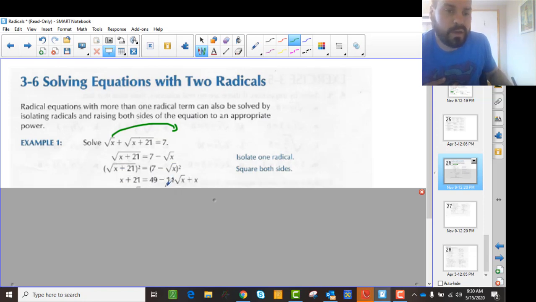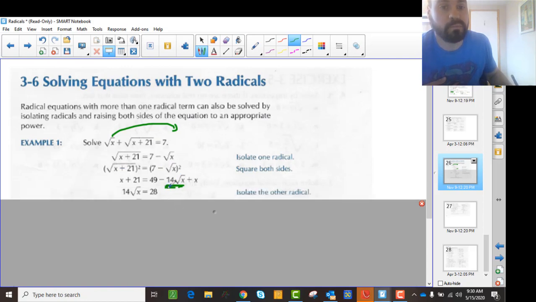Now you'll notice what happens is I have a radical that pops out. But now I only have one. So I had two. Now I only have one. So I'm going to repeat the procedure. I'm going to put this by itself now, which means I'm going to bring the 21 over, and I'm going to bring this x over. So it becomes 14 root x equals 28. Where did this 28 come from? It's 49 minus 21, and then we have a plus x already here, and we go minus x from the other side. So those canceled, and 49 minus 21 is 28.